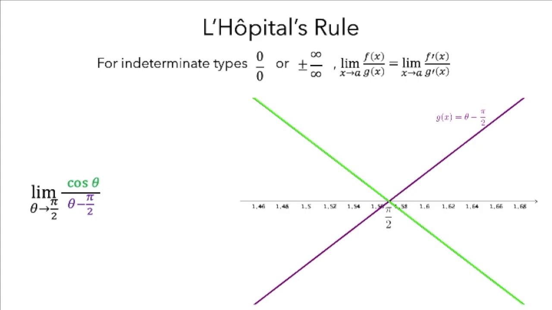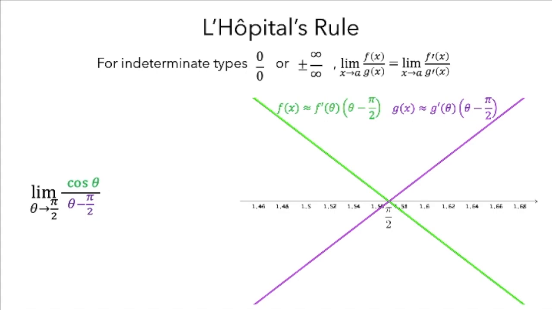The equation of this line is a slope, that is the derivative of cosine, times theta minus pi over 2. We can also replace theta minus pi over 2 with a line that is tangent to it at pi over 2. The equation of this line is its derivative times theta minus pi over 2.